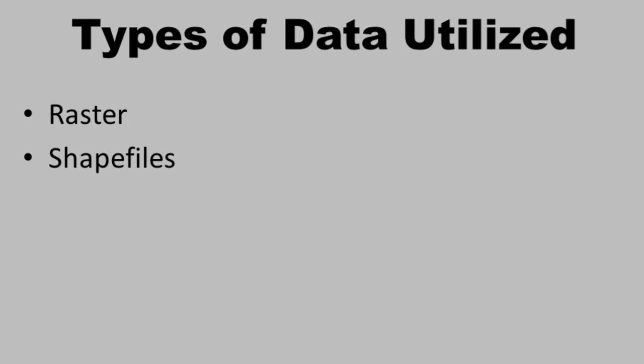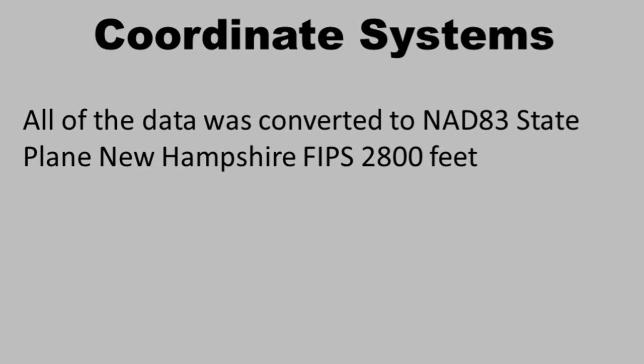I utilized both raster files and shape files. The original data sources were not in the coordinate system that I needed them in, so I needed to convert almost everything to NAD 83 State Plane, New Hampshire, FIPS 2800 feet.